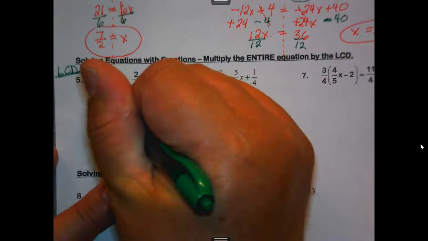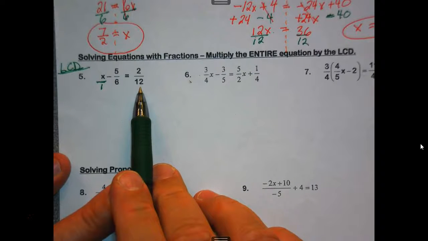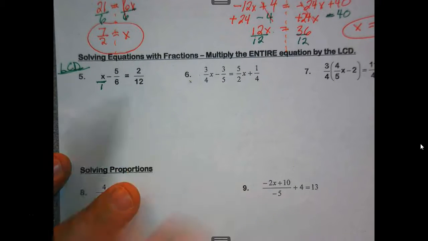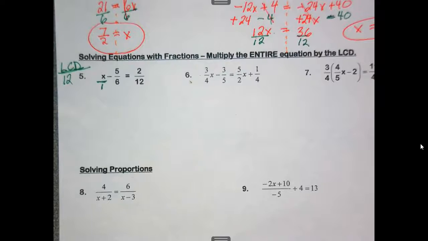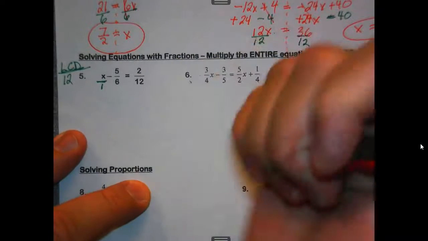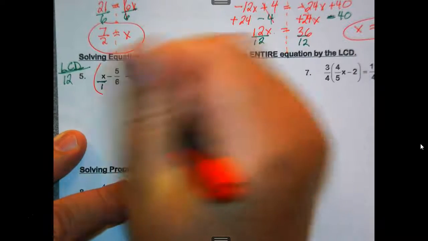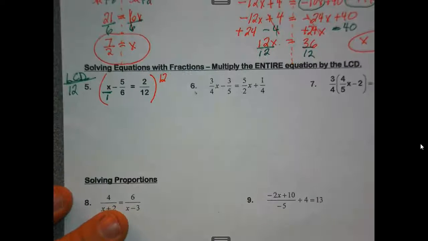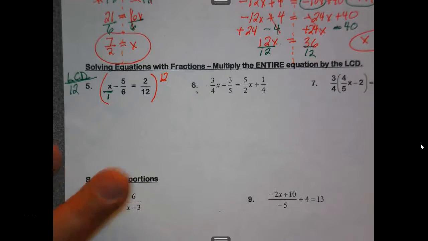The x is over 1. So it has to be at least 12 because 12 has to divide into something. And it just so happens that 6 can divide into 12. So my lowest common denominator is 12. Now the whole idea in this course to multiply by the LCD is to get rid of fractions. You will get whole numbers. If you don't, you did something wrong.